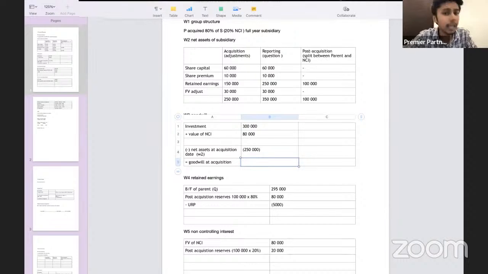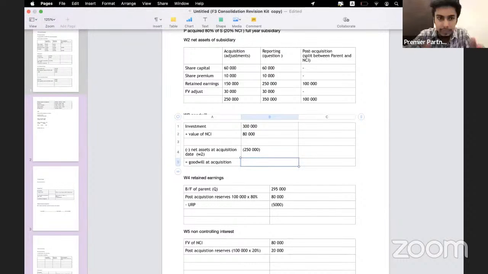In some papers, they give the value of NCI. In some papers, they don't. If they don't give the value of NCI, I'll show you how to calculate that one. I think there are some MCQs. I'll teach you how to calculate the value of NCI if they don't give it. Most of the time, they give. By any chance, if they don't give, there is an equation. I'll give you that one.